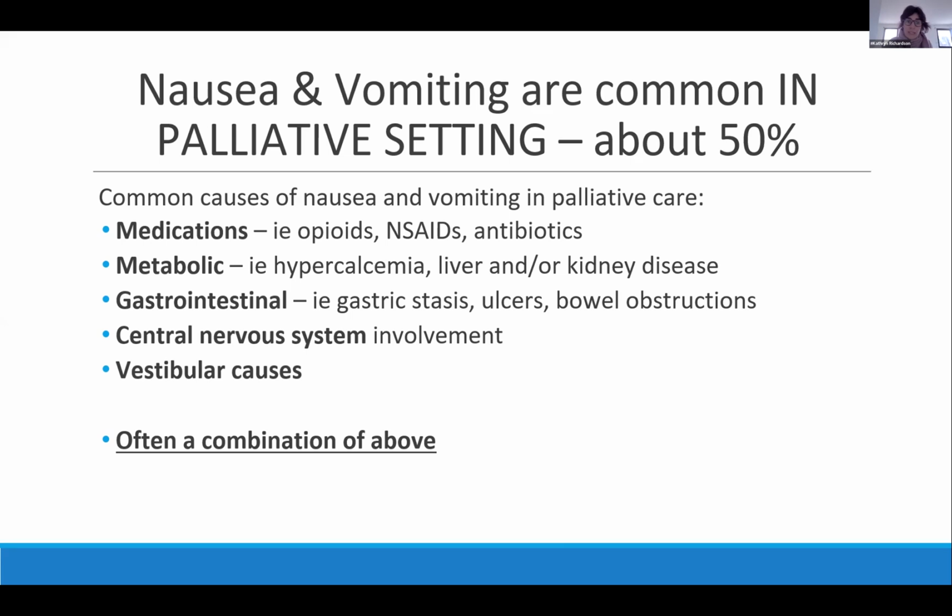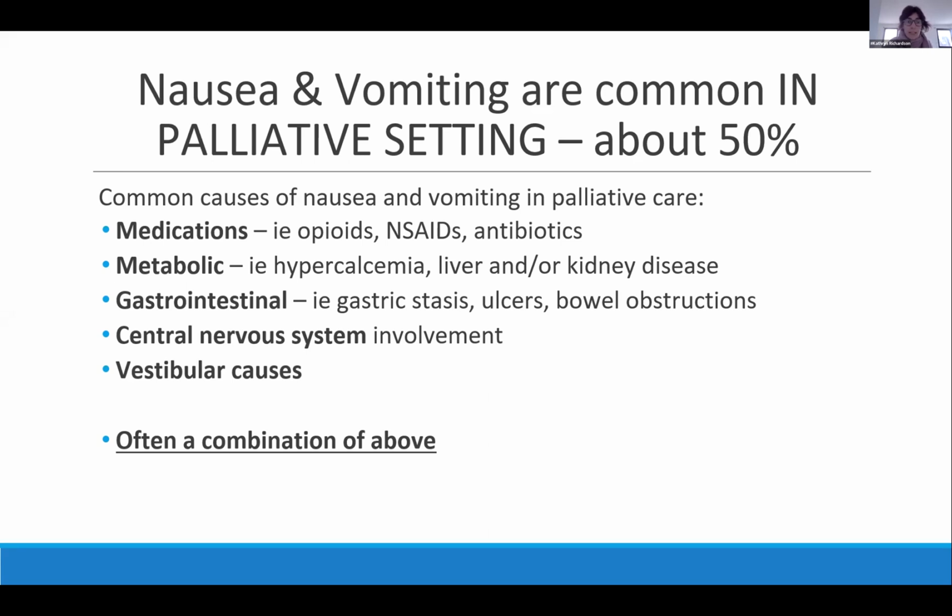There are gastrointestinal causes of nausea and vomiting, so constipation or other causes of gastric stasis. Ulcers can cause nausea and vomiting, and bowel obstruction. Okay, and bowel obstruction may be due to a cancer diagnosis. It may have another cause.